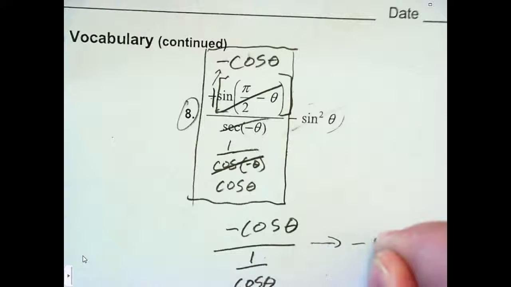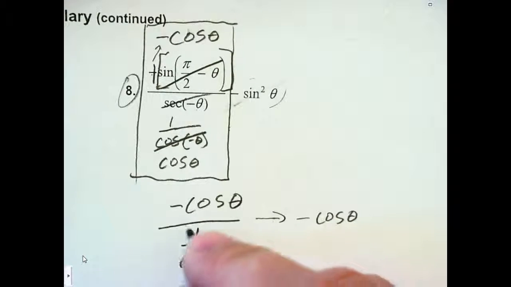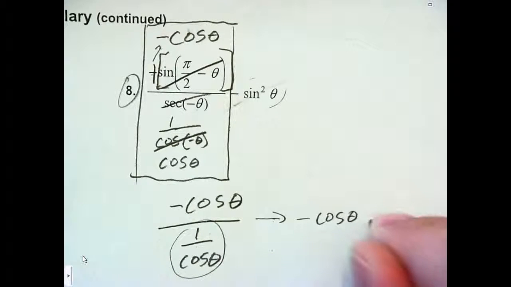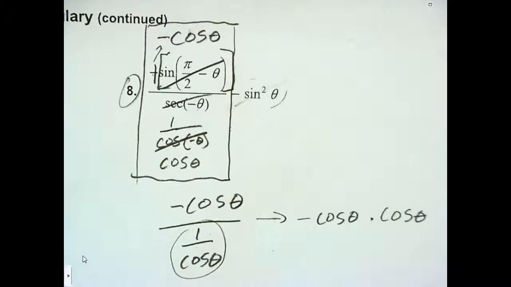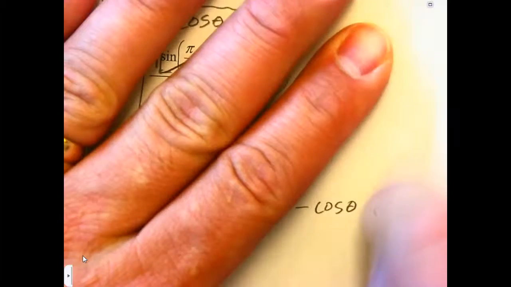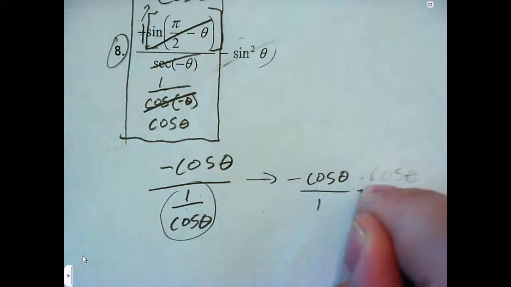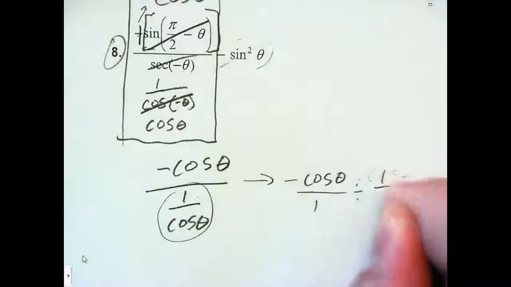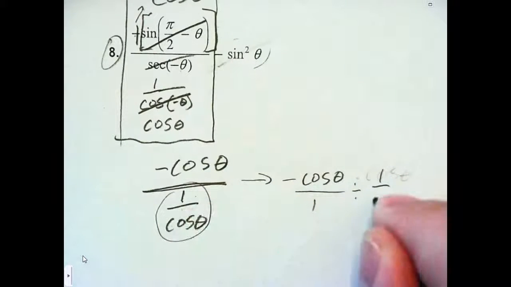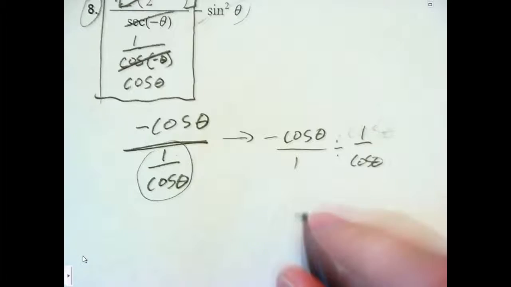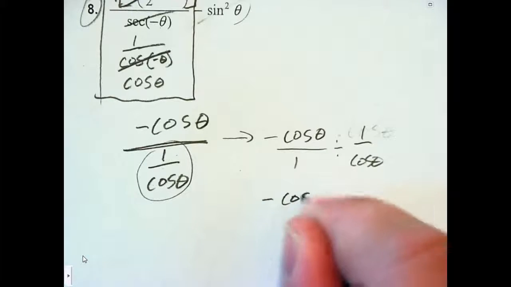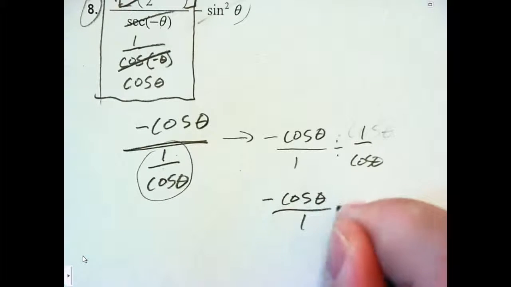It's the same thing as taking what you have in your numerator and multiplying it by the reciprocal of this, which is cos theta. Right? For those of you who are like, what? I don't get what he just did there. To break it down, we're dividing it by 1 over cos theta, which is the same thing as multiplying by the reciprocal of that.